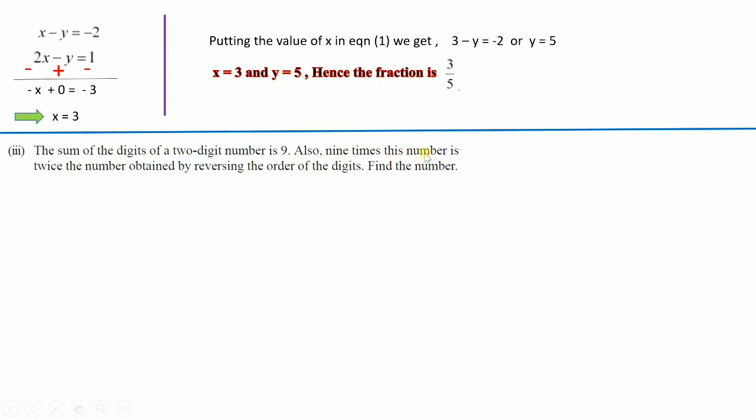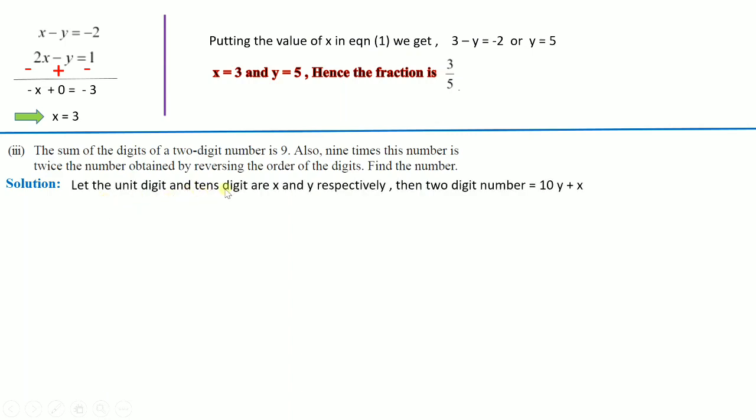Also, 9 times this number is twice the number obtained by reversing the order of the digits. Reversing the order of the digits means what? For example, you have 19. What is the order of the digits? 1, 9. Reversing the order means you will write 9 in place of 1 and 1 in place of 9. So 19 becomes 91. Okay, let us move towards the solution.